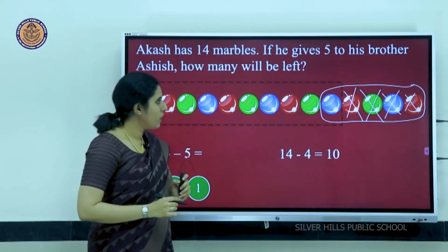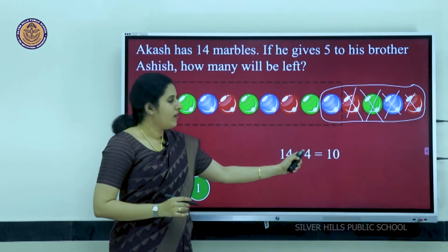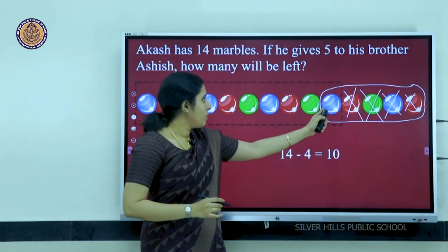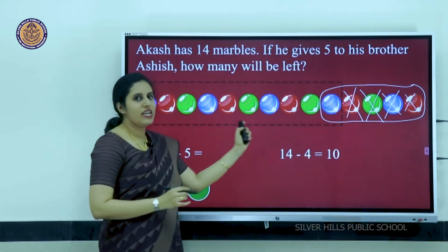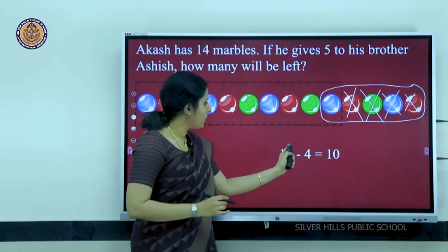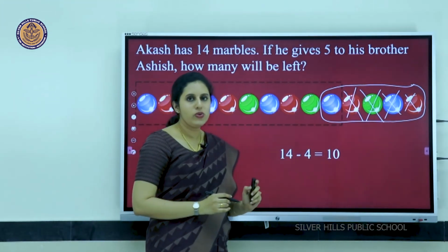14 minus 4 is equal to 10. Why is it equal to 10? Now that you have taken away 4 marbles, you are simply left with the 10 group here. That is why 14 minus 4 is equal to 10.